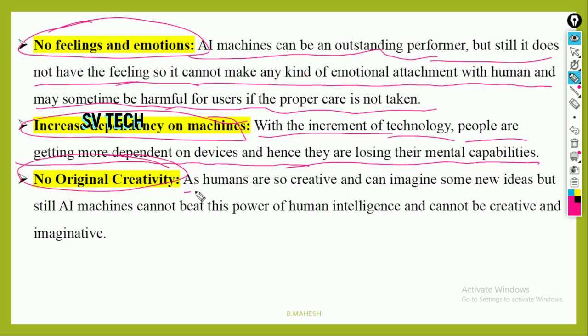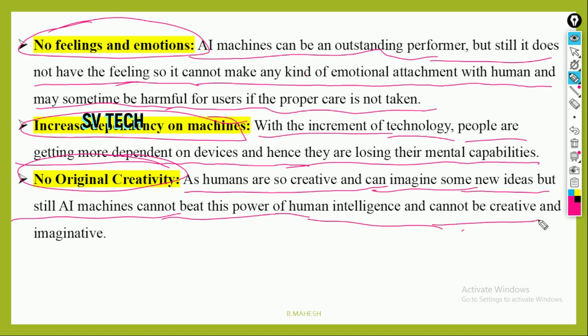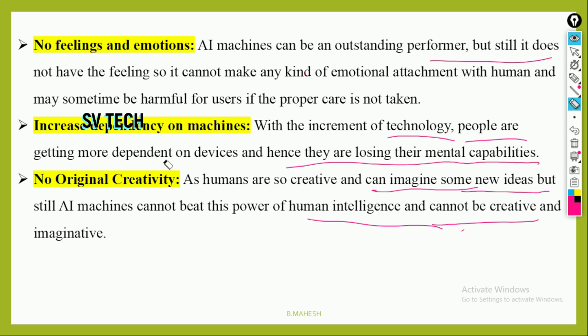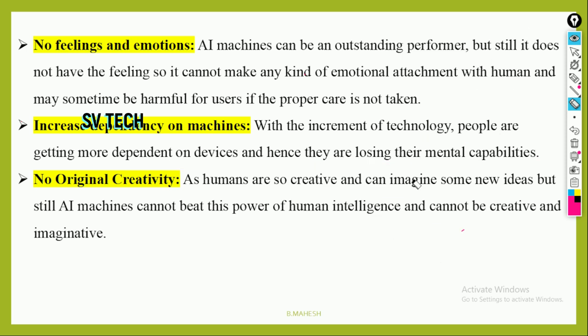No original creativity. Humans are so creative and can imagine new ideas, but AI machines cannot beat the power of human intelligence and cannot be creative and imaginative. They will do whatever we have given, programmed or trained. Other than that, they cannot think anything.